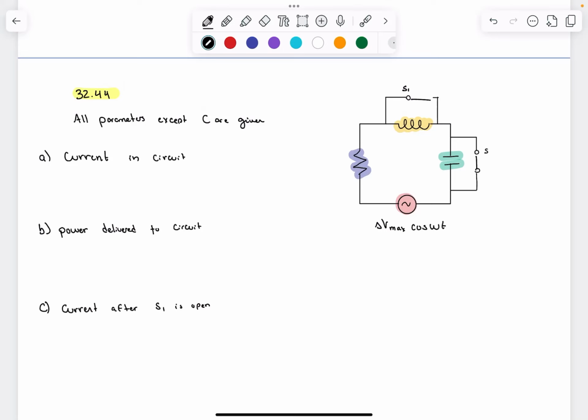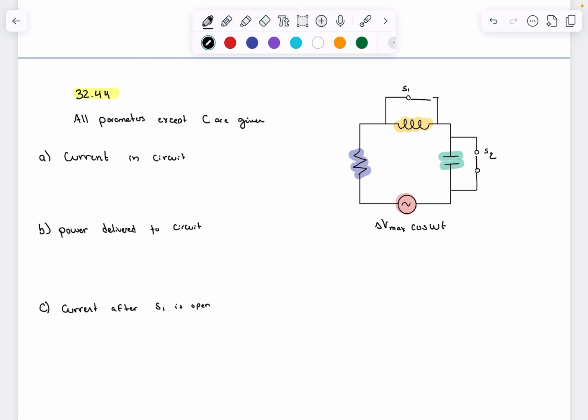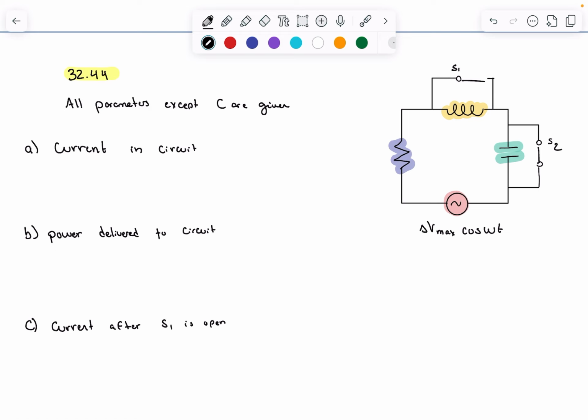This is problem 32.44, and we're going to assume that we have all of the parameters except for C, the capacitance. This is our circuit here, and we start off with S1 and S2 being closed. So this one is S2. Now when these two are closed, the current is just going to flow through the resistor, bypass the inductor, and bypass the capacitor. So then the equation for the current is relatively simple.